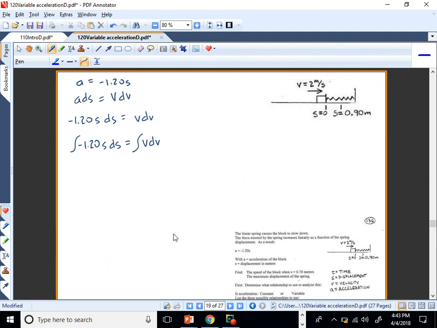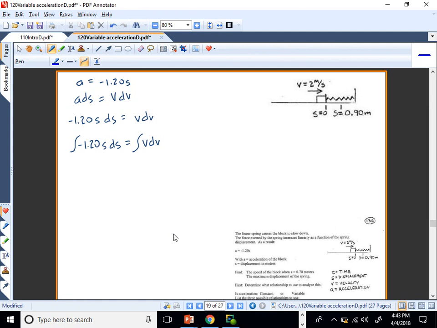Okay, we're going to plug it in. So A ds is v dv. A is negative 1.2 S, ds. And then we equate that to v dv. So negative 1.2 S ds is v dv, because A is negative 1.2 S.